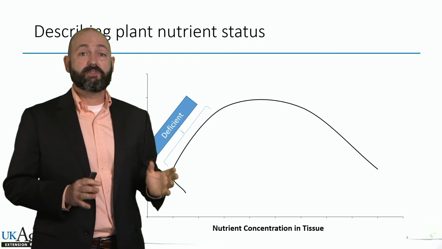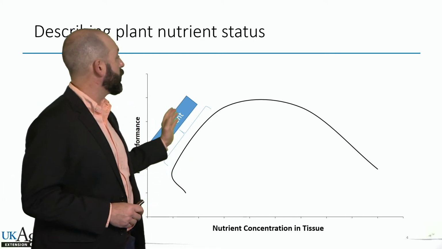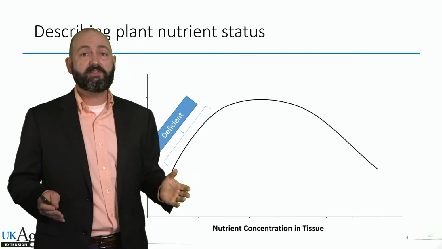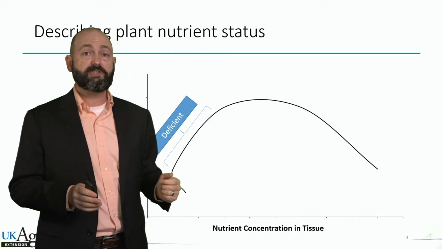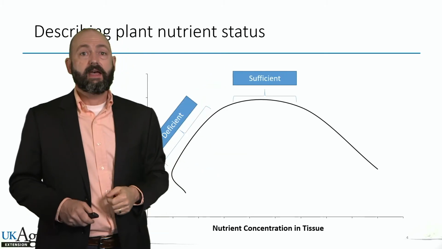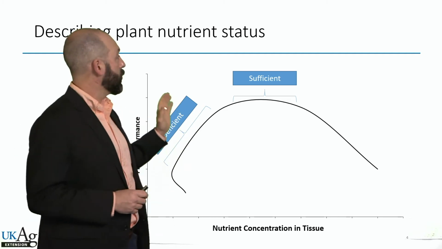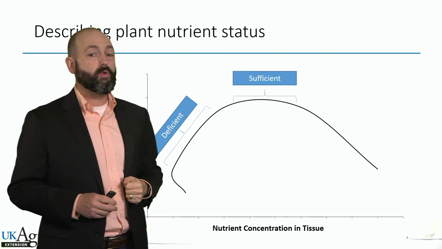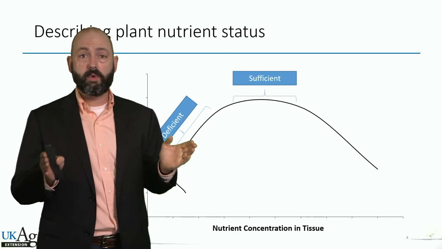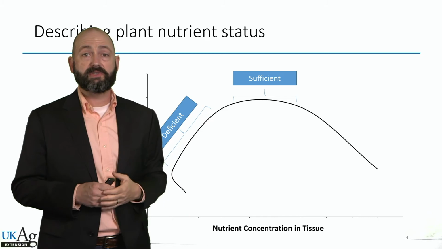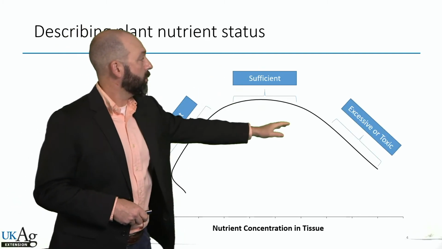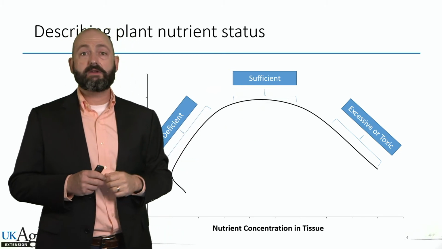And so there's a couple components. First is the deficient component of the curve. And so we see that performance increases as nutrient concentration in the tissue increases. So that's the definition of a deficiency. A deficiency is when adding the nutrient improves plant performance. And then we hit this range where adding more nutrient doesn't improve plant performance. We're kind of maximized in our yield. And so that's sufficiency, and that's what we're shooting for. We want a plant that is sufficient in any of those essential elements. And then we have this region down here where we might have negative effects of adding more of that nutrient.